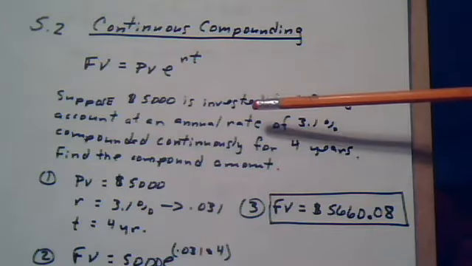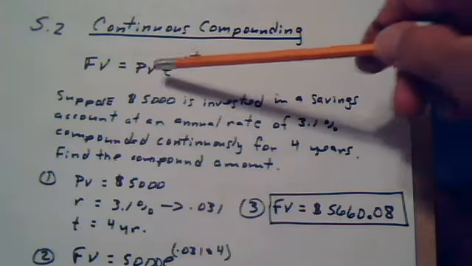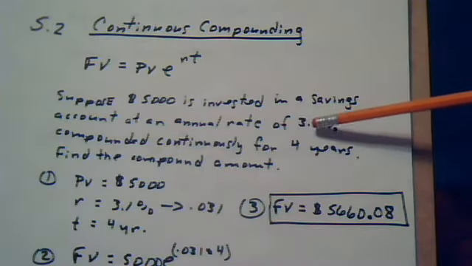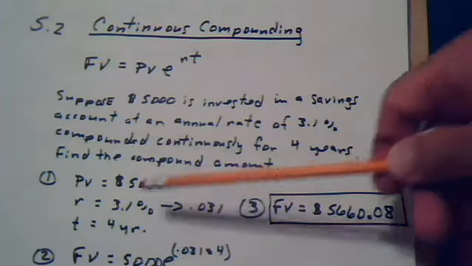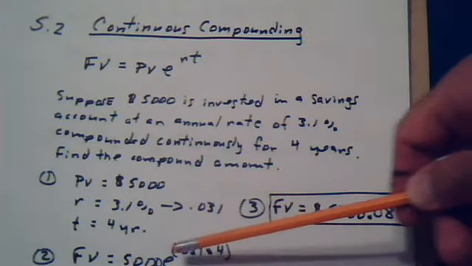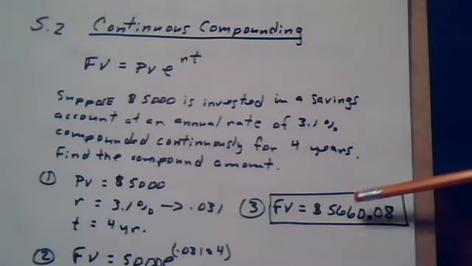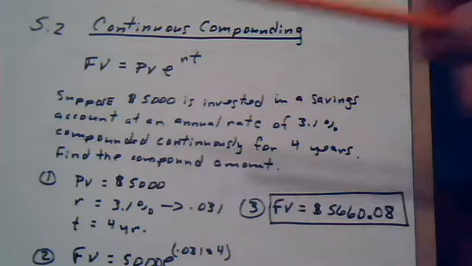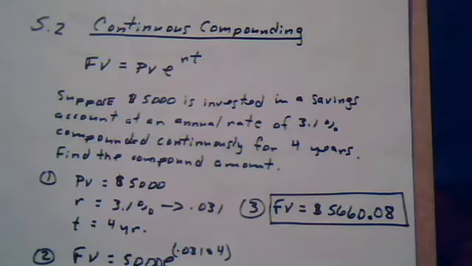So now you go through your problem and see what part of the formula they're giving you already and what's missing. Suppose 5,000 is invested. Well, that would be the PV. At an annual rate of 3.1%, that would be the R. For 4 years, that would be the time. Now plug it into your formula, and those 5,000 would turn into $5,660.08.